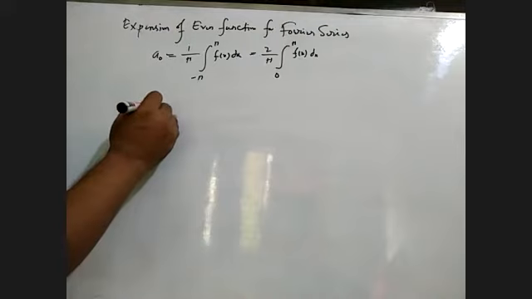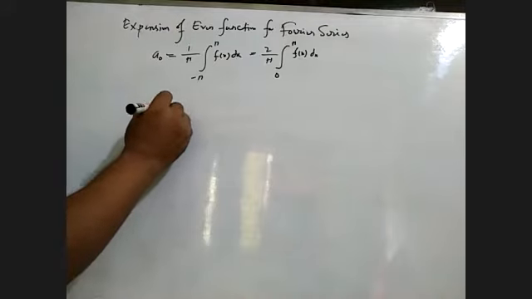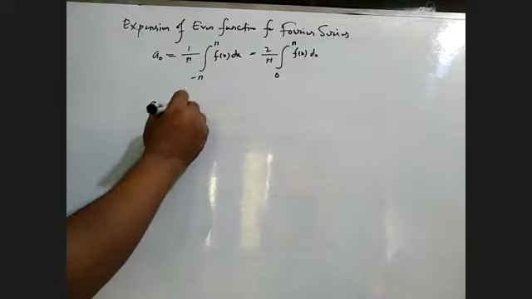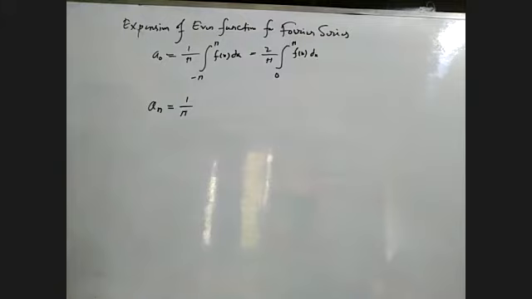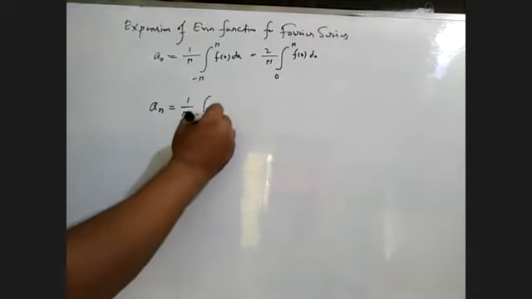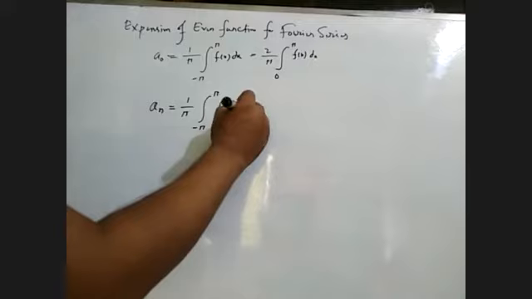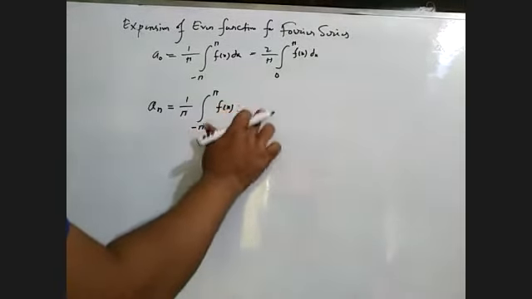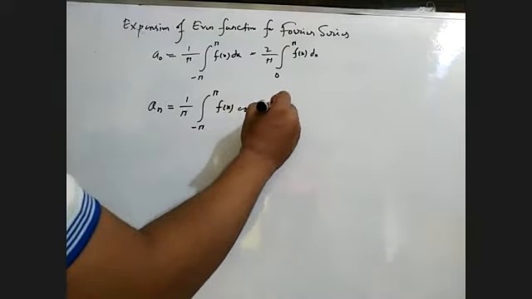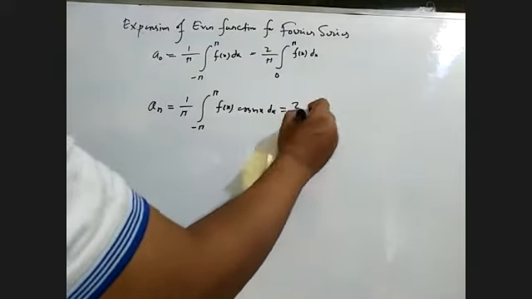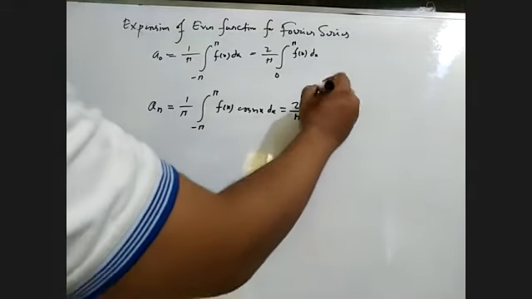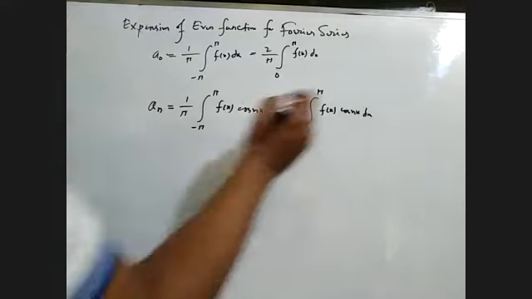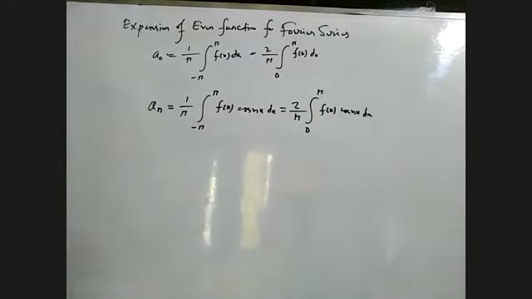Now for the other cosine coefficients, that means for n greater than 0, n equals 1, 2, etc., this can be written as the integral from minus pi to plus pi of f of x cos nx dx. This will be 2 divided by pi times the integral from 0 to pi of f of x cos nx dx. Similarly, what will the sine coefficient be?